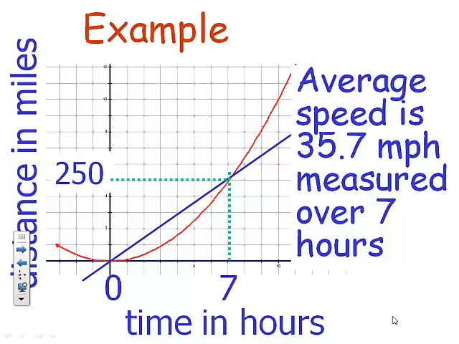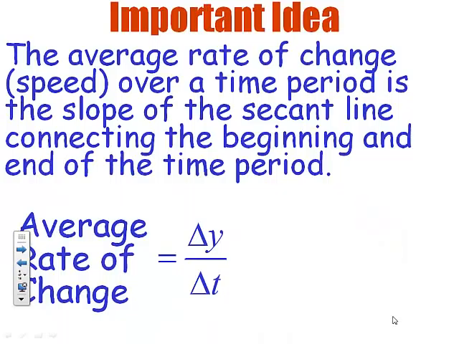If I tell you that you traveled 250 miles and it took you 7 hours to do it, you would do 250 divided by 7 and you get 35.7. So average rate of change is just a slope. It's the slope of the secant line that connects the beginning and the end of the time period. And you find it by using the slope formula.